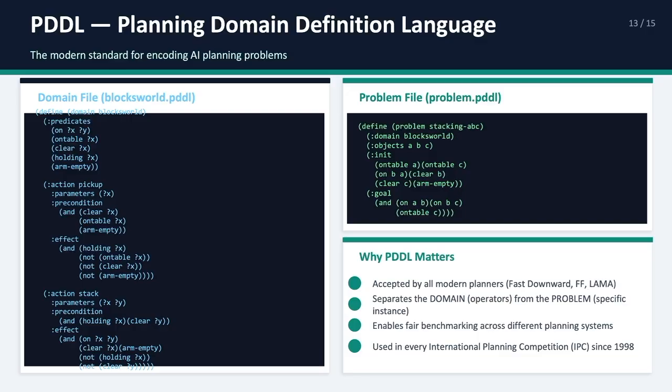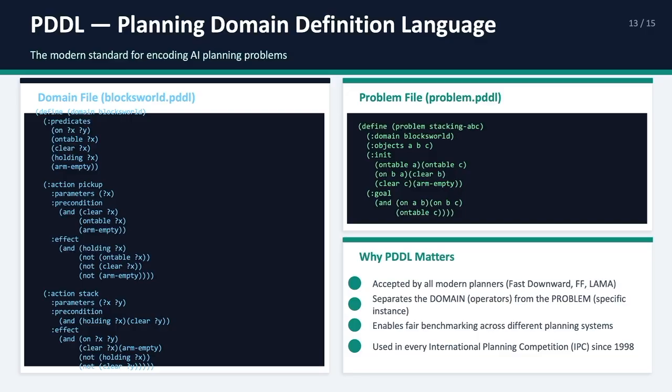Now let's understand the PDDL. PDDL stands for Planning Domain Definition Language. It is used to describe planning problems in a standard way. It has two main parts. First, the domain file. This contains rules, actions, and conditions. Second, the problem file. This contains the starting state and the goal state. This separation is used because we can use the same rules for many problems.